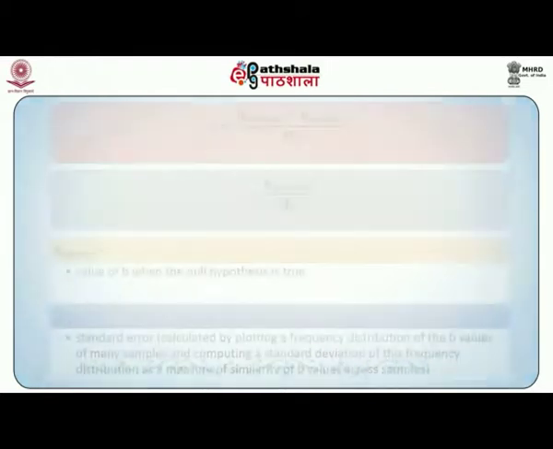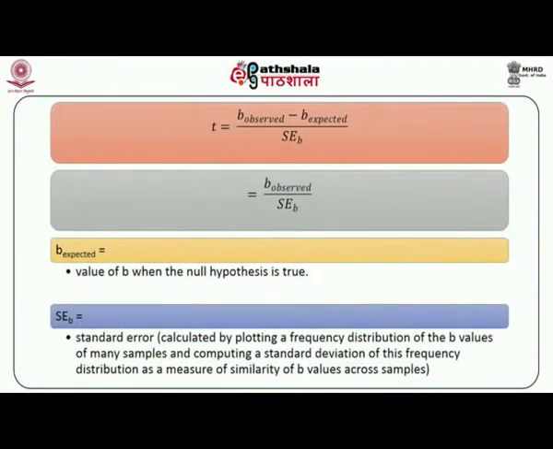The equation to calculate t is: t equals B observed minus B expected, divided by the standard error of B, where B expected is the value of B we would expect to obtain if the null hypothesis is true, which is hypothesized to be 0. The standard error of B is calculated by plotting a frequency distribution of the B values of many samples and computing the standard deviation of this frequency distribution as a measure of similarity of B values across the samples.